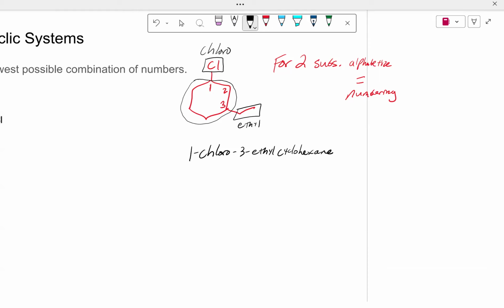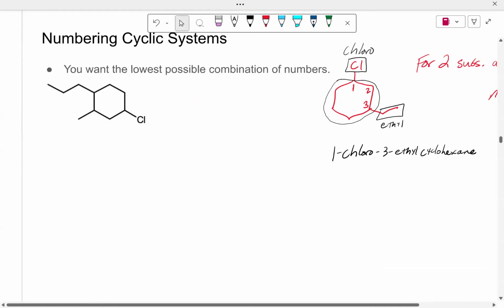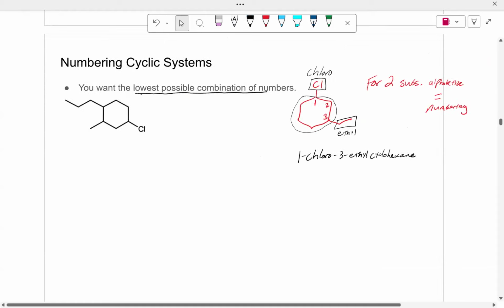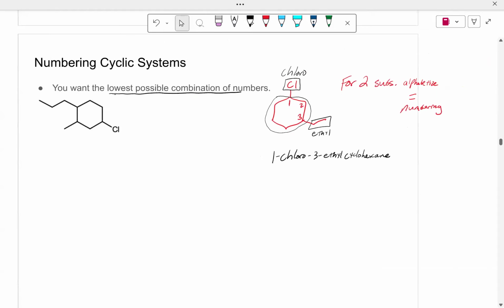In fact, when we go to more than two substituents, it's just a coincidence if alphabetizing and numerical order are the same. The main goal is we want the lowest possible combination of numbers. So let's just name our substituents here. I have ethyl, and then methyl, and then chloro. This is a little bit of trial and error in the beginning. After you do these enough, you are able to look at it and know right away what that lowest possible combination can be.